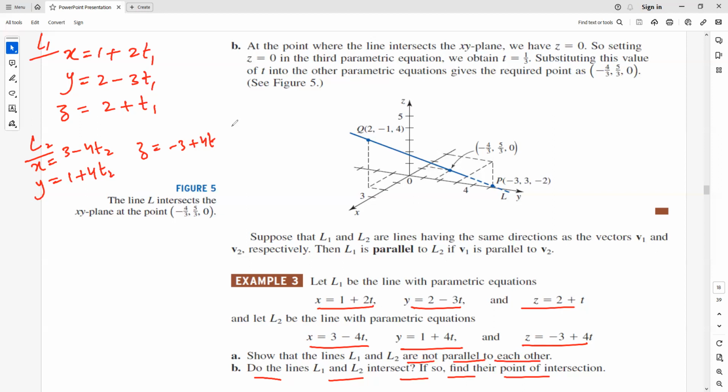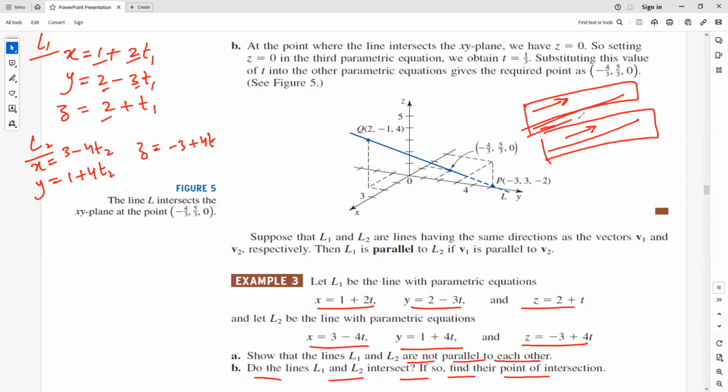Now, if you remember these parametric equations and what they represent, these coefficients, 2, -3, and 1, and 4, 4, -4. If two lines are parallel, then the parallel vectors that we need to find the parametric representation of a line will also be parallel, right? If this line is parallel to this vector and this line is parallel to this vector, and we have found the equation of each line using these, then these two vectors should be parallel.